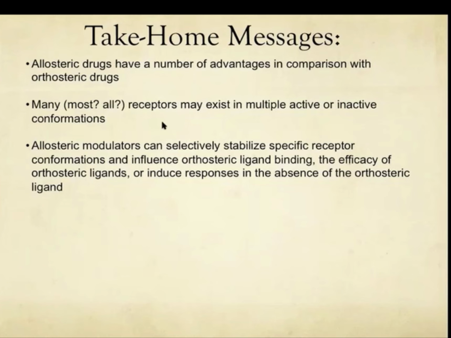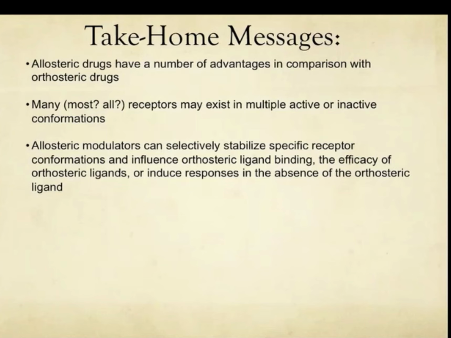They can affect the binding of substrates for an enzyme indirectly by changing the conformation of the binding site. In some cases, they can change the affinity for the orthosteric ligand. In other cases, they change the efficacy of the orthosteric ligand. And in some cases, they can show agonism or antagonism on their own.